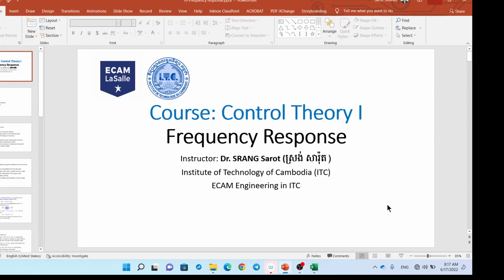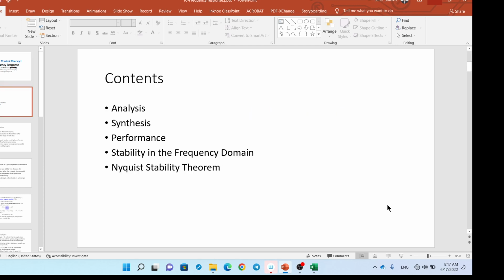Okay, today our topic is frequency response, and it is the last one for control theory 1. So the content of this lecture are shown here. Actually, frequency response is another type of analysis on stability of a system, specifically of a closed loop system.